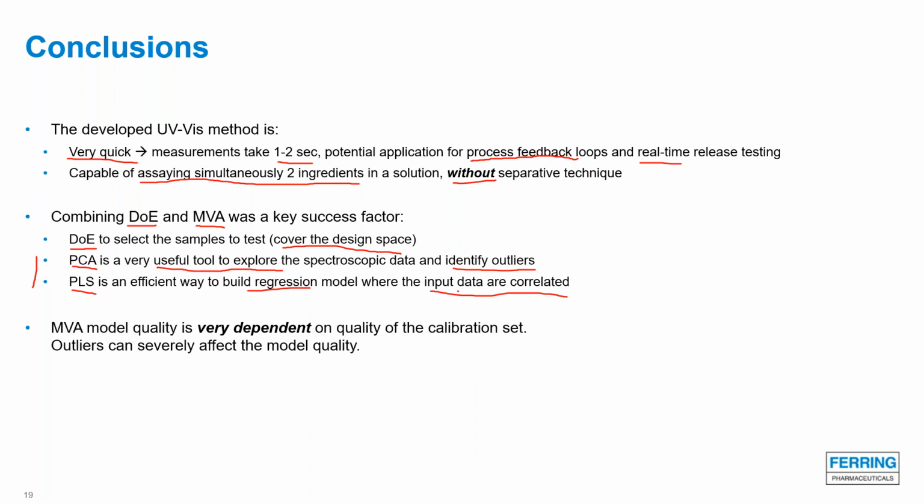To finish with, MVA model quality is very, I should insist on that, very dependent on the quality of the calibration set. And that's why the design of experiment is very important to use to define that calibration set. The presence of outliers can severely affect the model quality, and therefore they need to be investigated to have, let's say, the best performing calibration set.